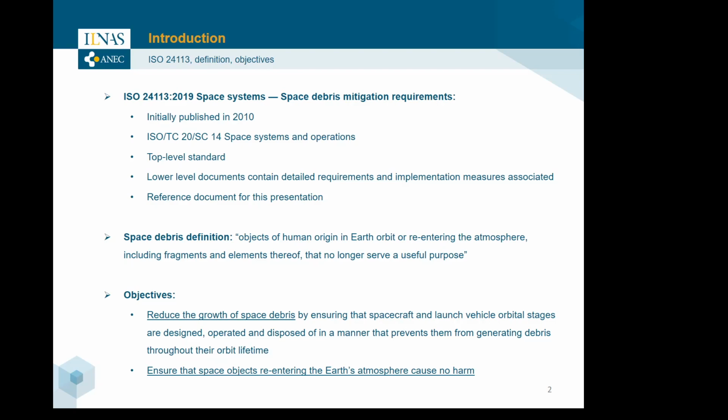ISO 24113 gives a definition of space debris as objects of human origin in Earth orbit or re-entering the atmosphere, including fragments and elements thereof that no longer serve a useful purpose. The requirements established by this document aim to achieve the following objectives: reduce the growth of space debris by acting on future designs and operations, and make sure that objects re-entering Earth atmosphere cause no harm.